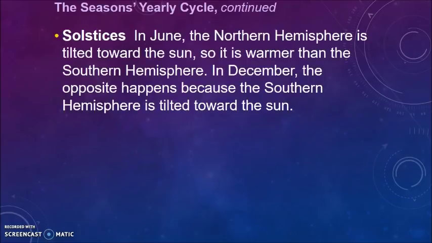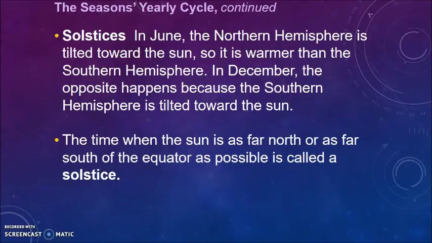Solstice. Solstices occur in June in the northern hemisphere. It's tilted toward the Sun, so it is warmer than the southern hemisphere. And in December, the opposite happens because the southern hemisphere is pointing toward the Sun. During a solstice, it is the time when the Sun is as far north or as far south of the equator as possible.